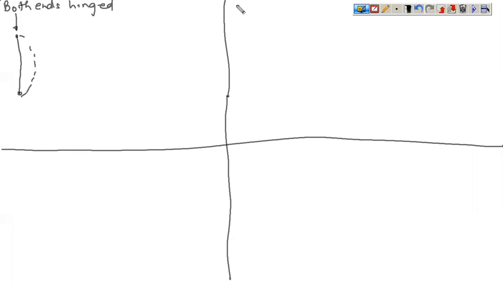We have one end fixed. Obviously, the other one is free. So you have this as your column and this as your compressive load and this as your buckling pattern. One end fixed, other hinged.